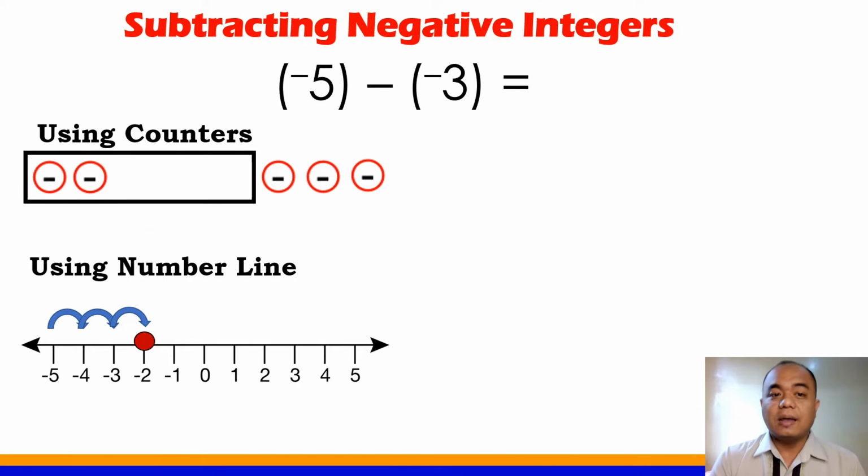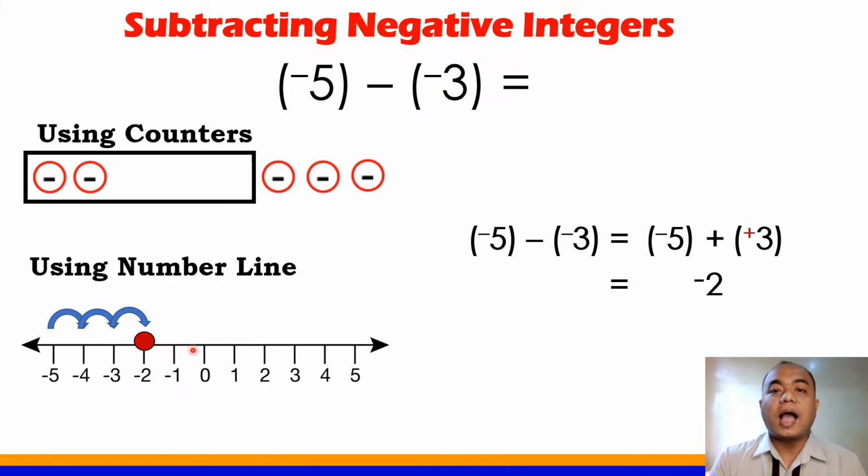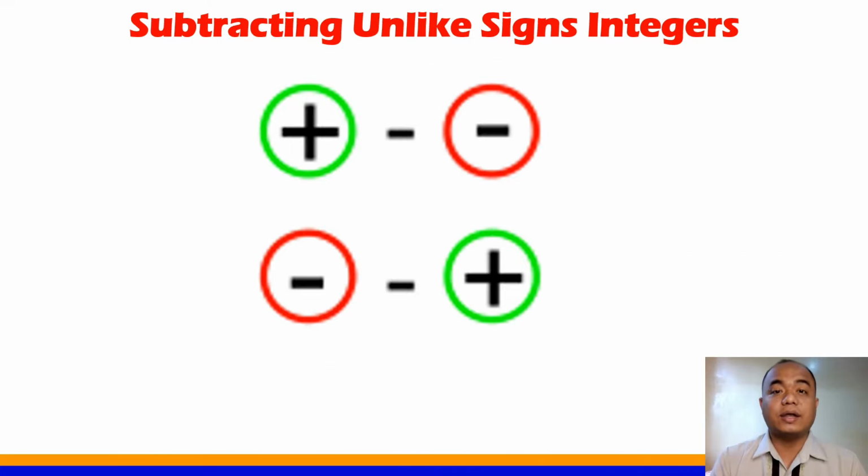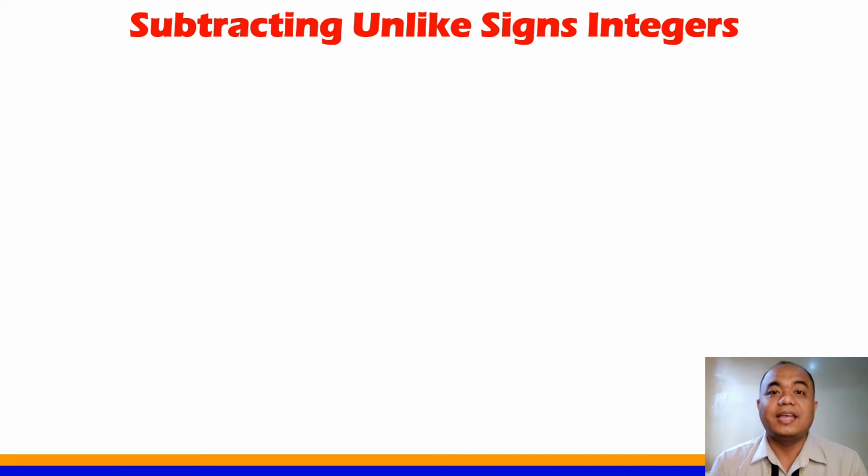So, you notice, class, by the use of counters, by the use of our number line, and by the use of the third method, ang ating final answer becomes negative 2. In this time, let us subtract unlike signs, class, or unlike integers. So, ang positive integer isasubtract natin sa negative integer, o yung negative integer isasubtract natin sa positive integer. Now, let's take this example. Positive 5 minus negative 5.